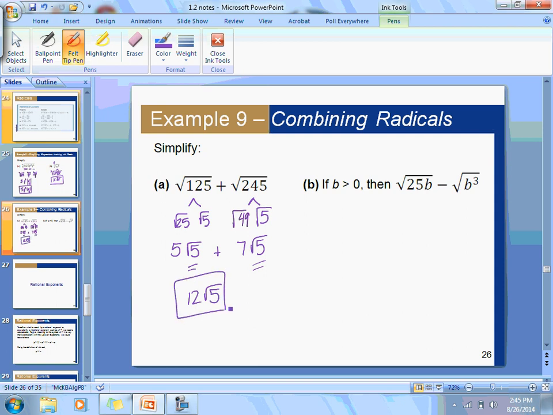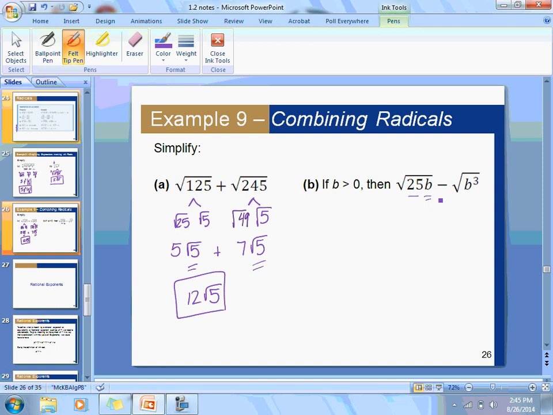Now for part B, we do want to assume that b is greater than 0, so we're dealing with positive numbers here. And I have the square root of 25b minus the square root of b to the third. Now you want to see both terms within this square root. We've got a 25 and we've got a b. Now I can take the square root of 25. That's no problem. But that b, I can't take the square root of him. That's b to the first power. I can't divide 1 by 2.